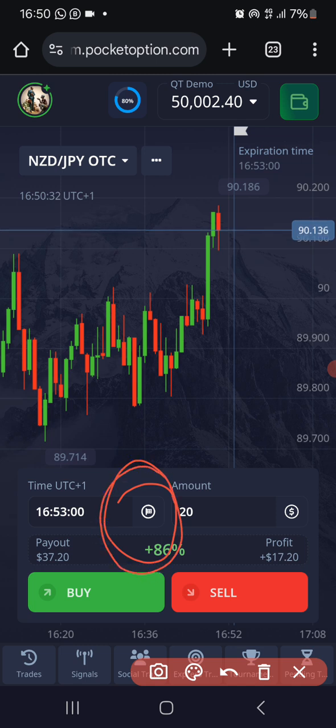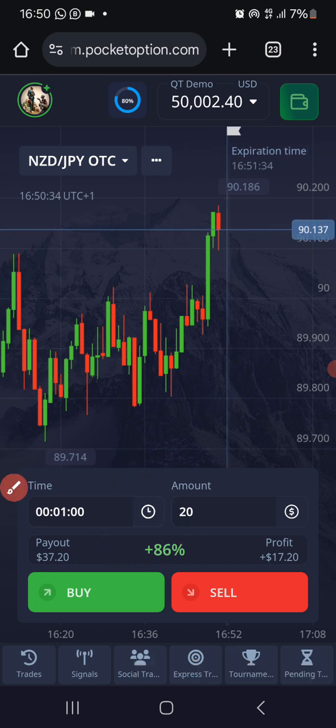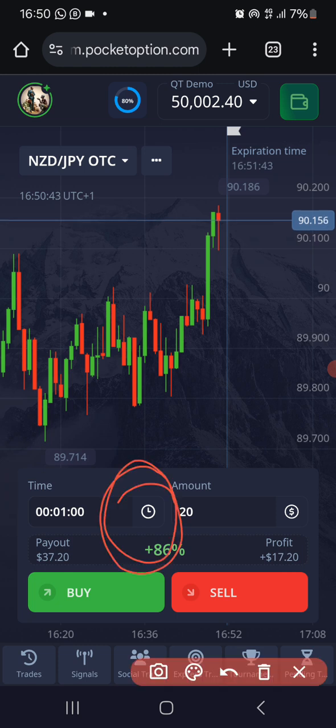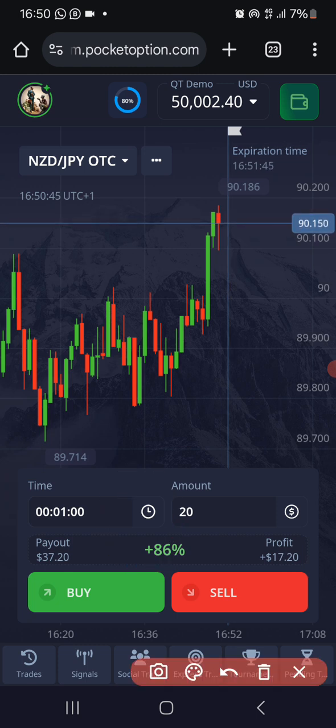It's going to change to the time frame you are using. Note, it has been said that you are using a 1 minute time frame, and I'm very sure you know how to set your 1 minute time frame already. But if you don't know how to set it, just click on this place, and you are going to be able to set your time.